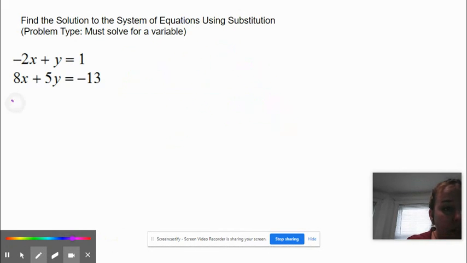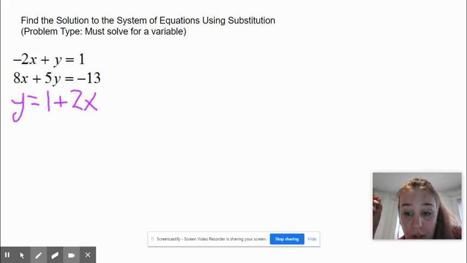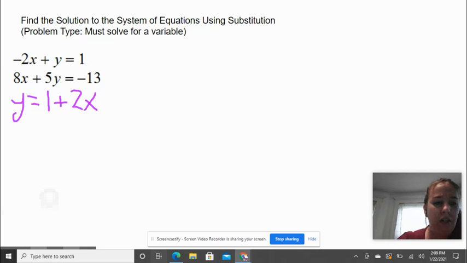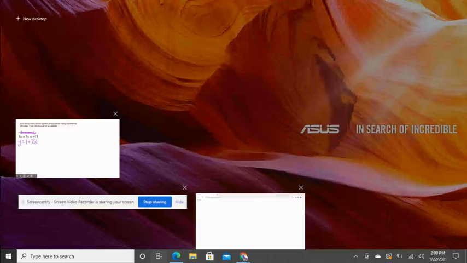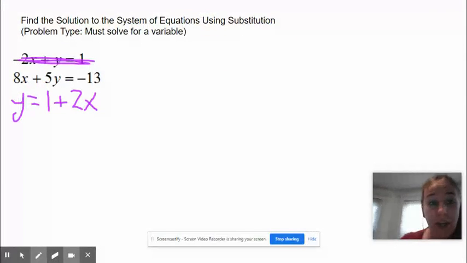Okay, so from my notes, I remember it was y equals 1 plus 2x. A lot of times what students do is they manipulate one equation, and then they plug that into the same equation. That doesn't work. You have to plug it into the other one. So what I like to do is rewrite my manipulated, isolated equation, and just cross out the other. We really don't even need it anymore. I don't know what just happened. Hold on. Okay, cool. So here we are.